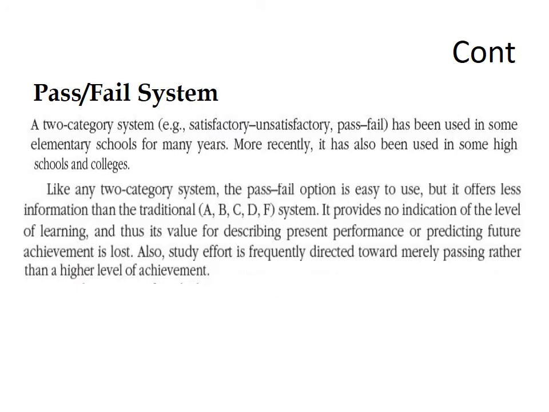The second type of grading and reporting system is the pass and fail system. A two-category system, pass and fail, has been used in some elementary schools, high schools, and colleges. Like any other two-category system, the pass-fail option is easy to use, but it offers less information than the traditional letter grade system. And its major drawback is it provides no indication of the level of learning, and thus its value for describing present performance or predicting future achievement is low.